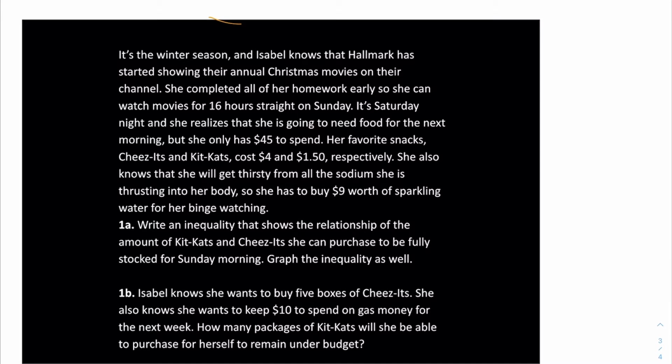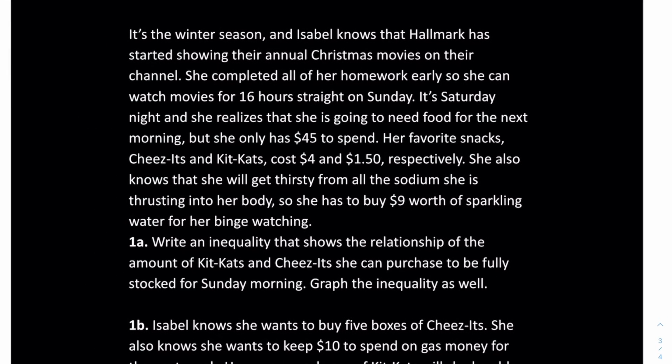Okay. Part of your assignment is going to be to answer some word problems. So let's just look at this word problem, and that'll be the last example for today. It's the winter season, and Isabel knows that Hallmark has started showing their annual Christmas movies on their channel. She completed all of her homework early so that she can watch the movies for 16 hours straight. So that looks like it could be useful, but let's read the rest and find out.